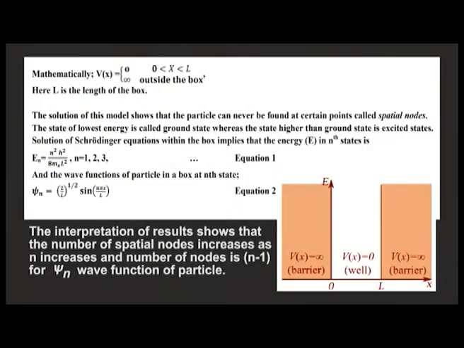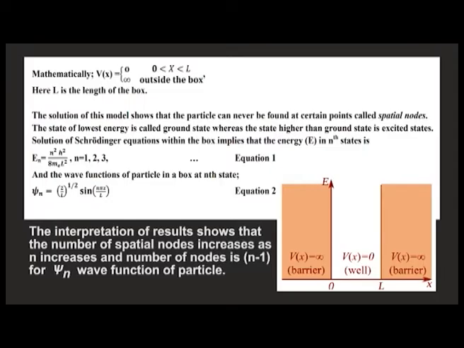Solution of the Schrodinger equation within the box implies that the energy of the nth state, En, is equal to n square h square divided by 8 m L square, where n is equal to 1, 2, 3, etc. n labels the different energy levels, h is Planck's constant, m is the mass of the electron and L is the path length. And the wave function of the particle in a box at the nth state is psi n equal to root of 2 by L sin(n pi x by L).